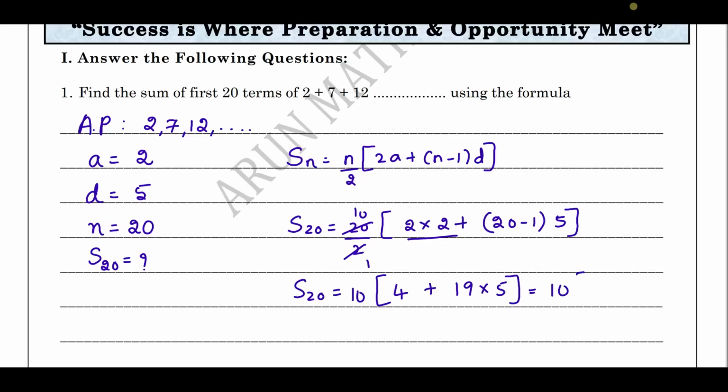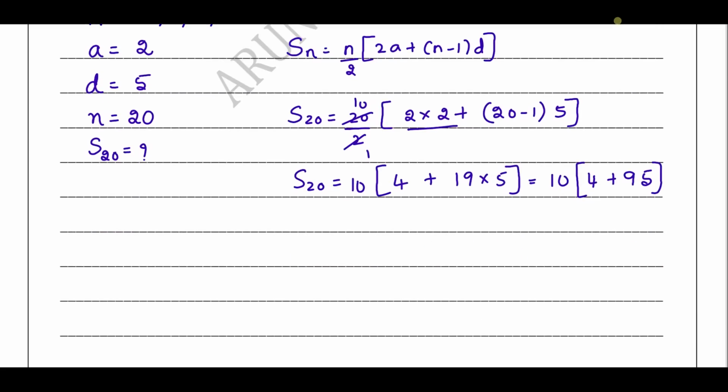What do you get? 10 times 4 plus 19 into 5 is 95. Now S20 equals 10 into 4 plus 95, that is 99. Therefore, the sum of 20 terms is 10 into 99, which is 990.